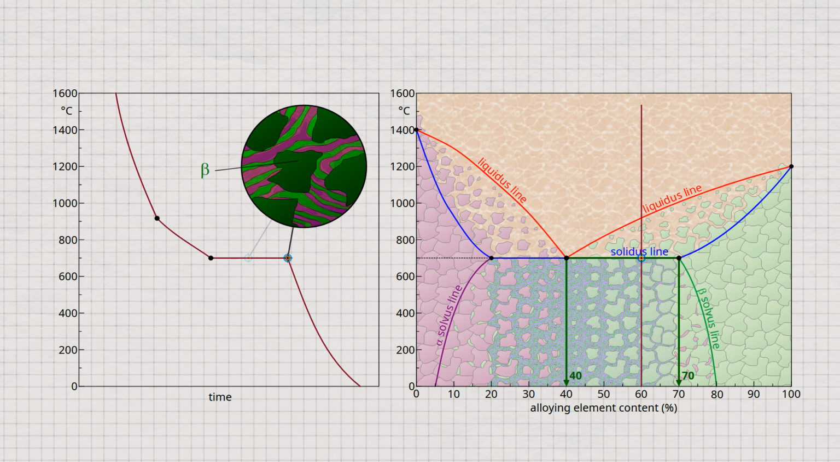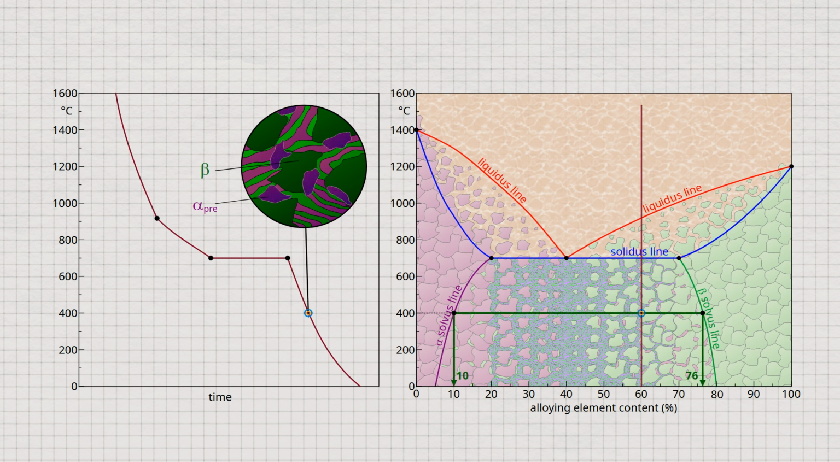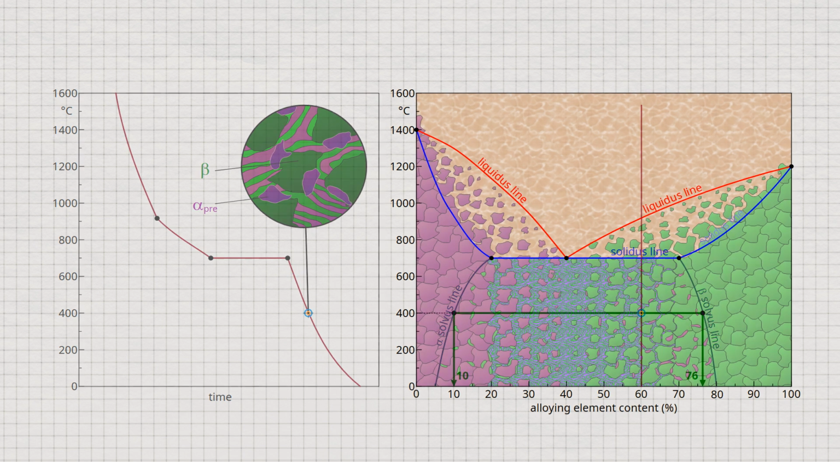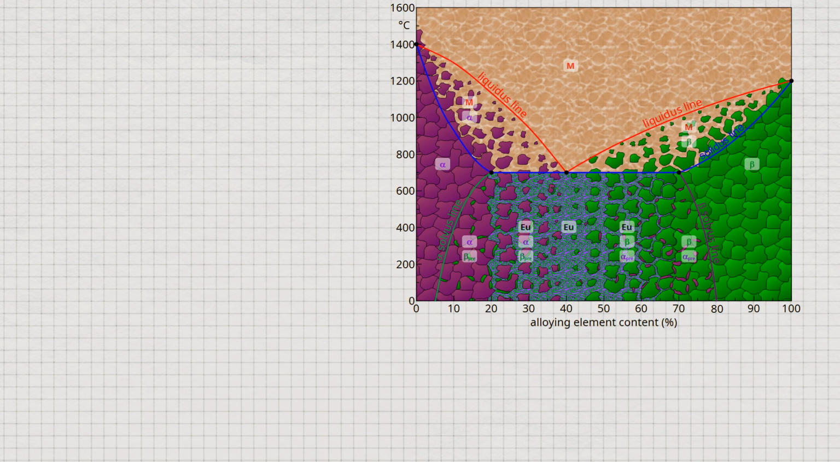Due to the decreasing solubility of the base material in the lattice structure of the alloying element, alpha solid solutions precipitate during further cooling. This phase diagram schematically shows the different microstructures as a function of the alloying element content.